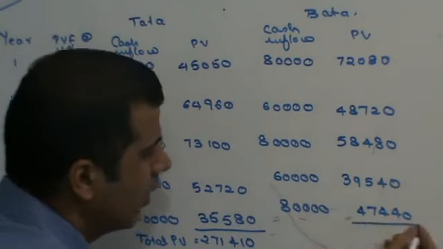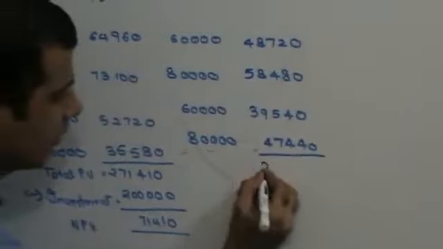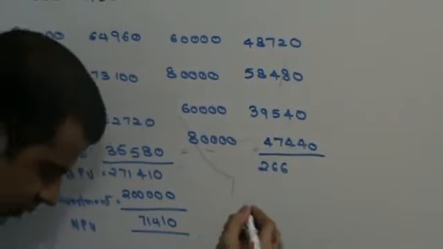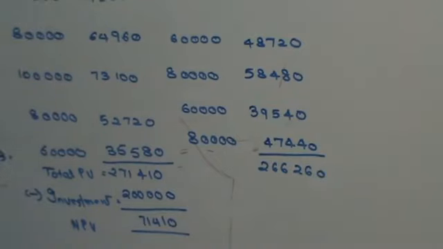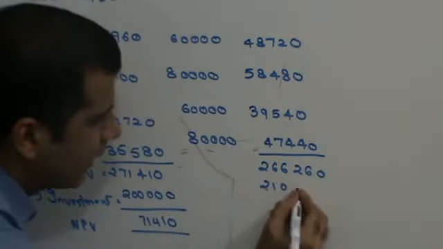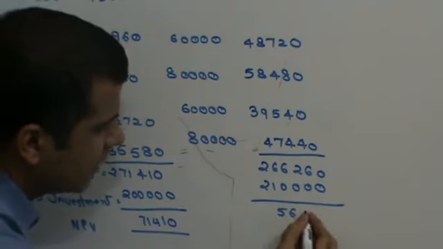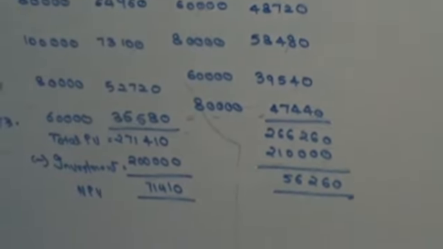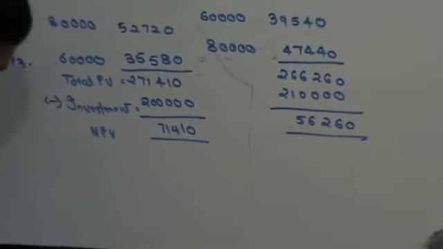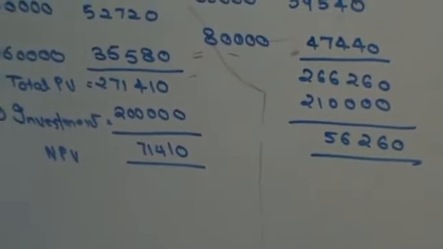Add this. When you add this, you will get your total PV, which is 2,66,260. The original investment in the case of Bata is 2,10,000. So your net PV is 56,260. Since the net PV is higher for Tata Limited, therefore the Tata Limited project will be selected, right? Okay, let's see another sum of this kind, guys.